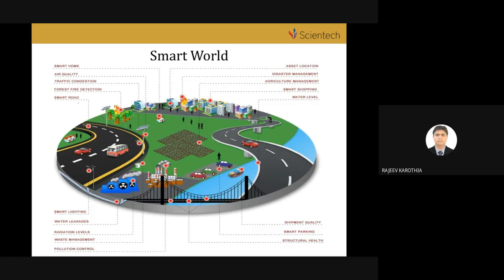smart traffic management, smart roads, smart parking, smart light, then smart waste management system, pollution control management system, agriculture, disaster management, water level management system, smart parking, smart health. So these are basically a bigger umbrella of the smart world. If you are going to make a smart world, then you have to learn and understand IoT in depth. With this you can make your surroundings, your world, a smart world.